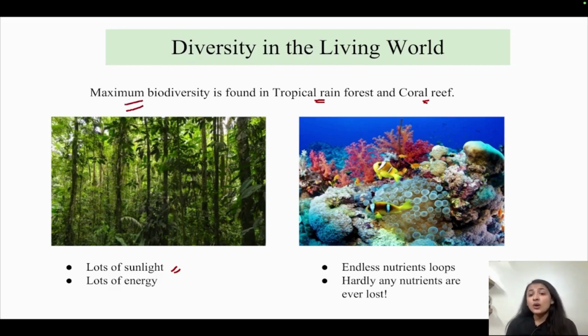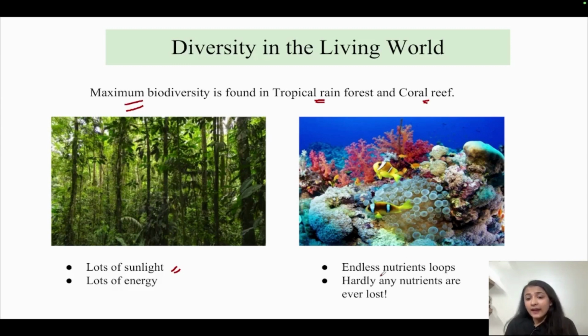And if we talk about coral reefs, what happens in coral reefs? There are different food webs operating over there because different kinds of species are present. Crabs and crustaceans are present, then fishes are present, and then plants are present. Different kinds of food webs are operating in this ecosystem.